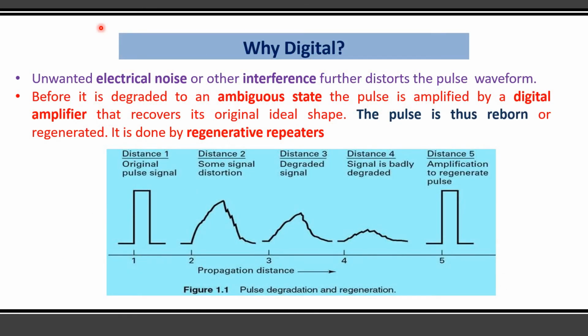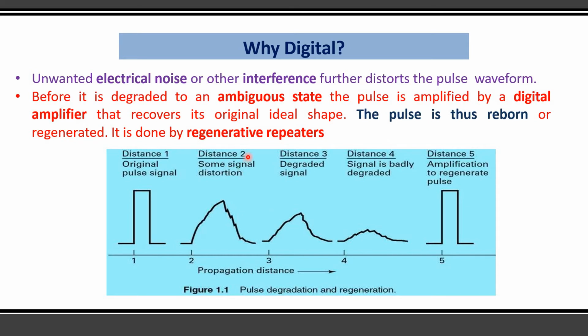Why digital? What is the specific advantage of converting an analog signal into a digital signal, or digital transmission? We already specified that noise domination is more in analog, and that will be controlled by using digital. The unwanted electrical noises or other interferences influence the original information signal. For the main advantage of digital conversion, you can see this picture. The first signal represents the pulses, so this may be represented as one binary.